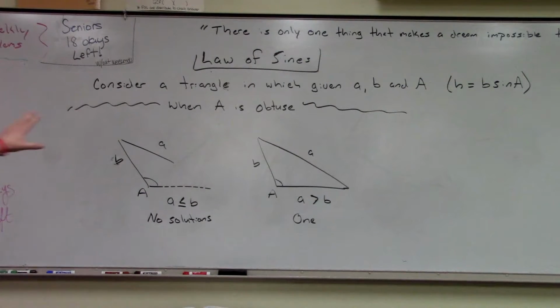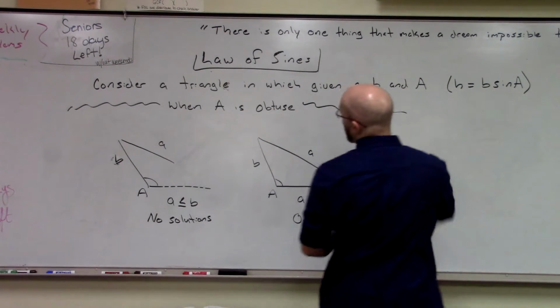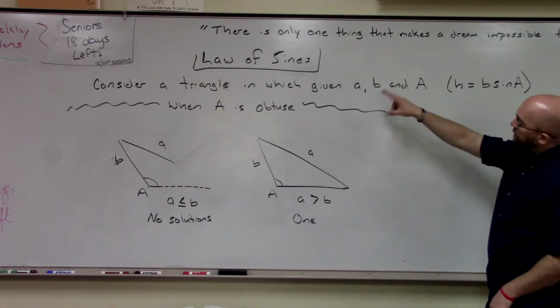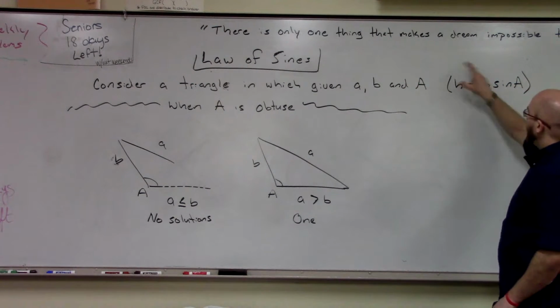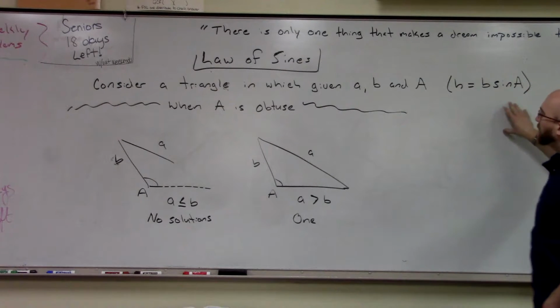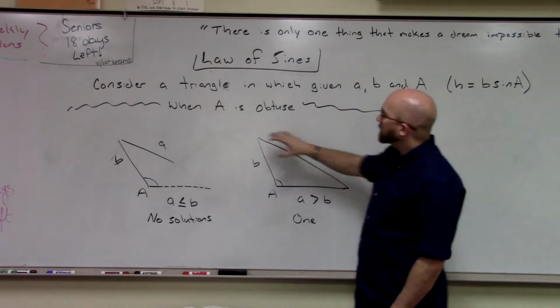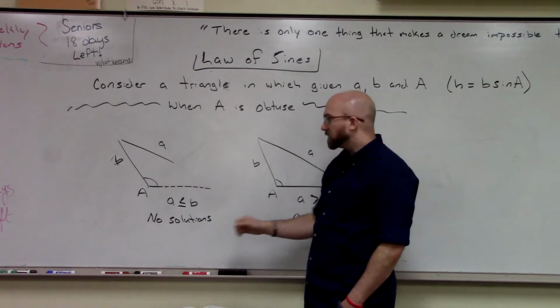Okay, let me continue with those special triangle cases. So if we consider a triangle given small a, small b, and big A, where h equals b sine A, again, that plays more importantly when A is acute. When A is obtuse, though, we have two other types of triangles.